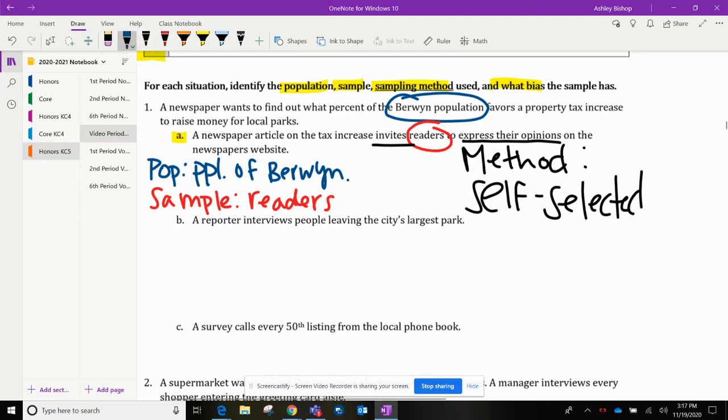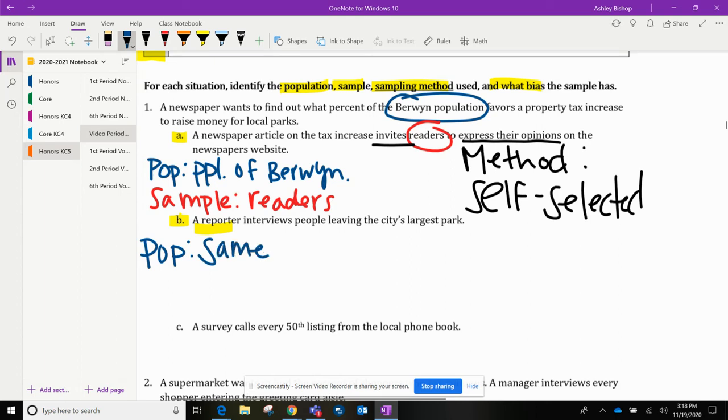Alrighty, so a different situation here. It's still the same scenario where I want to see what % of the Berwyn population is for a tax increase to raise money for local parks. But now I'm a reporter interviewing people as they are leaving the city's largest park. So my situation is still the same. My population is the same as before.